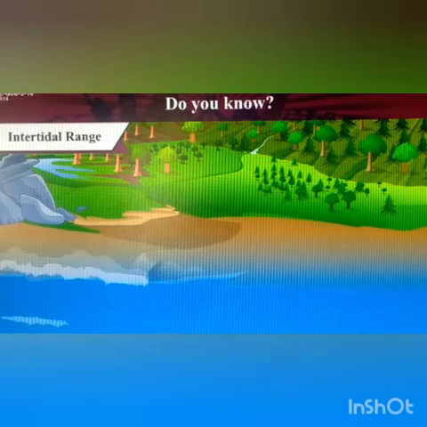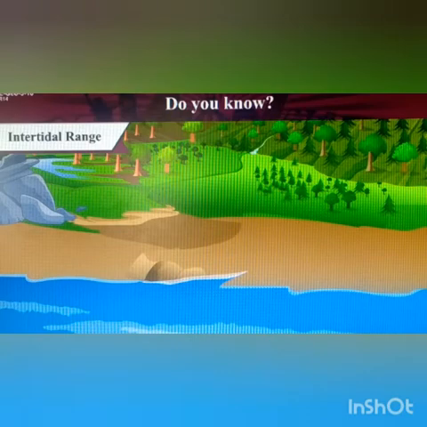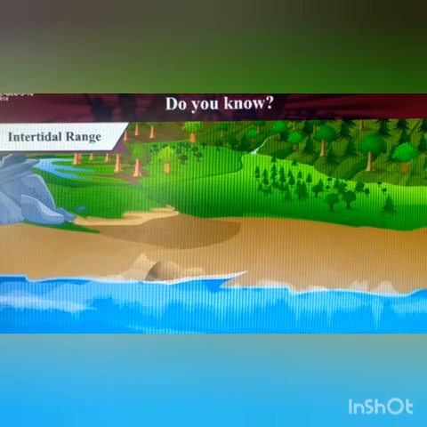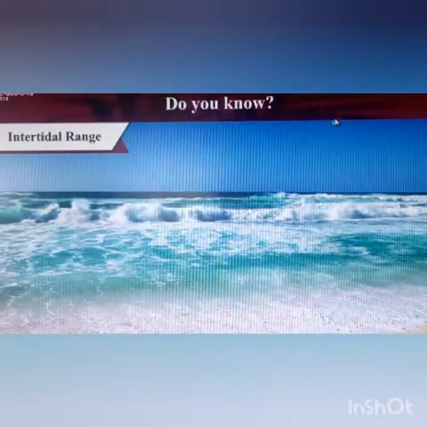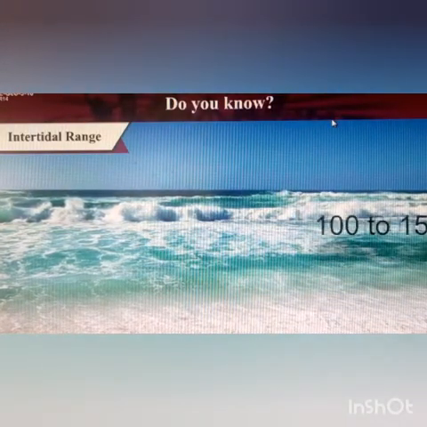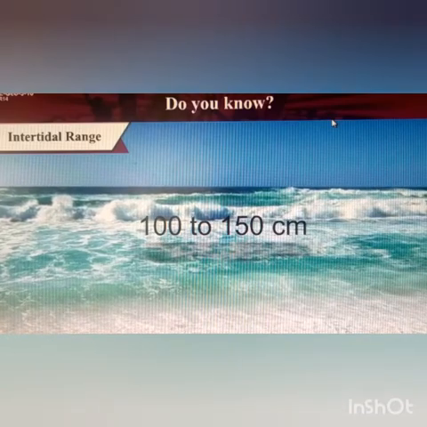In simple words, we can say that the difference between a high tide level and a low tide level is the intertidal range. Now, in the open seas, this range is 30 centimeters, and when it is along the coast, it is about 100 to 150 centimeters.